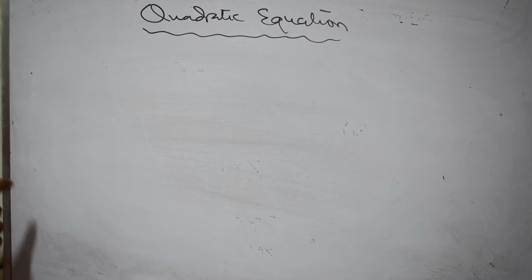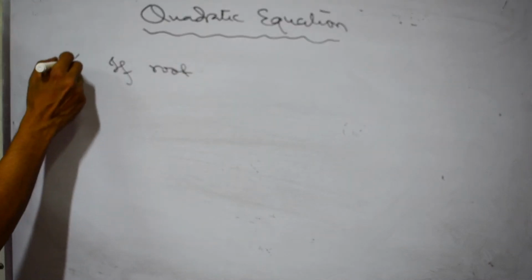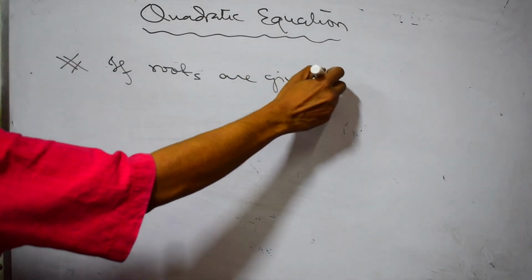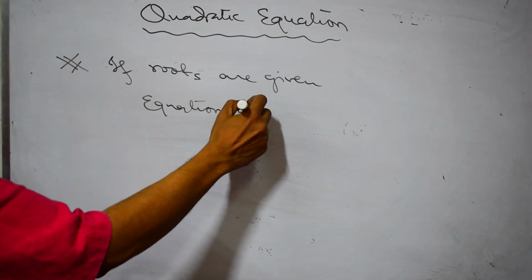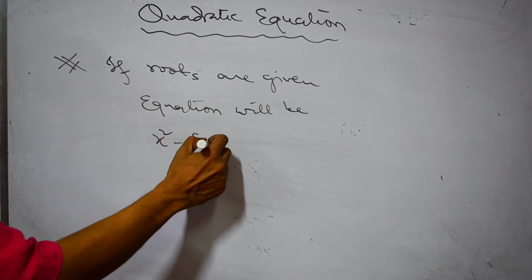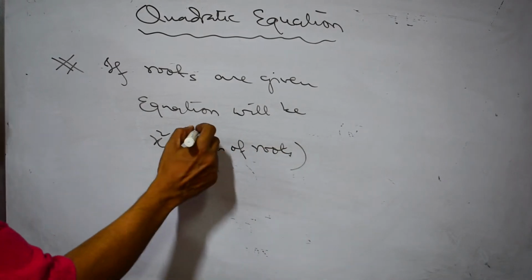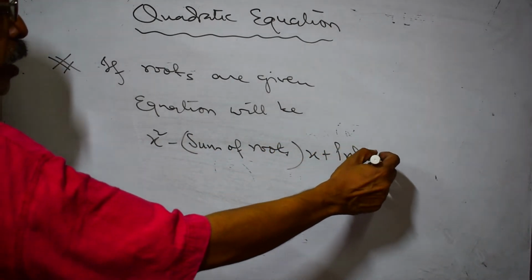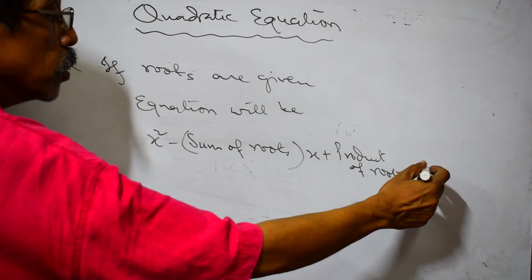Now the second concept. This is the equation we know. Now if roots are known, this is an important property. If roots are given, then the equation can be formed as x square minus sum of the roots into x plus product of roots is equal to 0. So this is a very important concept also.